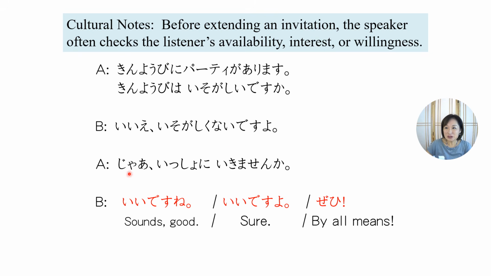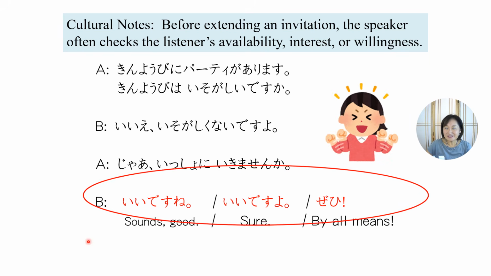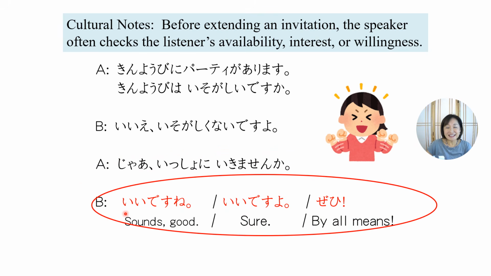And once you know the person is free, then you can extend your invitation. じゃあ一緒に行きませんか? And then if the person would love to go, then they would say, いいですね, sounds good. Or いいですよ, sure, I can do it. Or this word, ぜひ means by all means. So if you really, really want to go, you can say, ぜひお願いします.